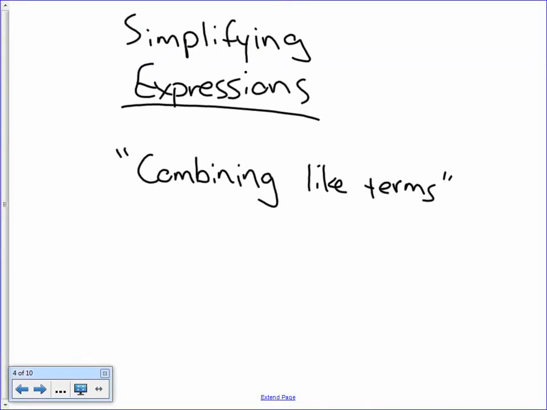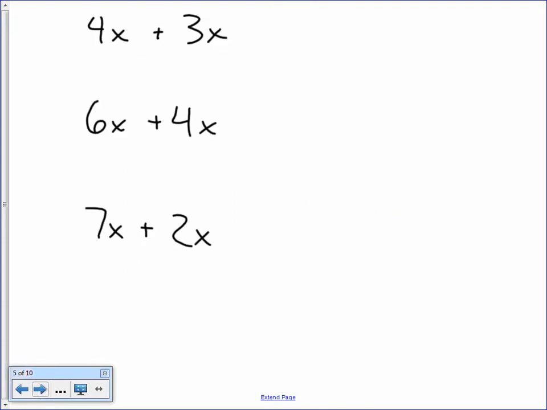Okay, so this video is simplifying expressions, or combining like terms. You're going to hear me throw this phrase around, like terms or combining like terms, and once we get to a few examples, I'll explain what exactly that means. So we have some expressions here.